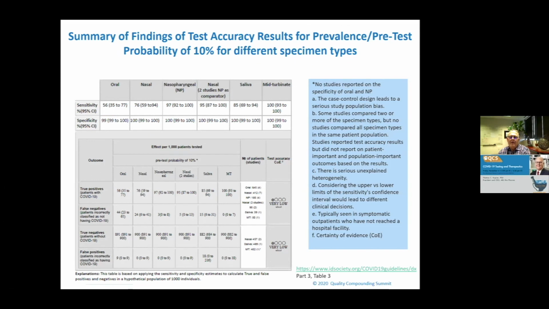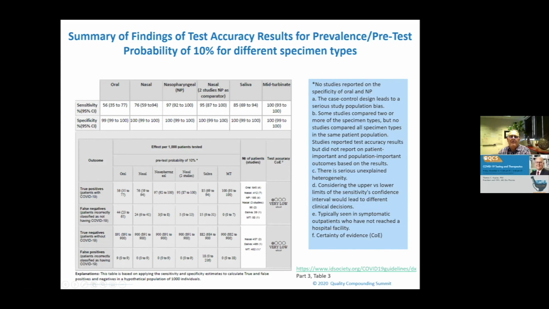The summary, I selected this one from the infectious disease to show you the summary of the findings of the test accuracy results for the prevalence or the pretest probability. I know this is a lot of numbers, but what I'd like to get from here is you can see that different samples taken from different sample sites: oral, nasal, the nasopharyngeal.